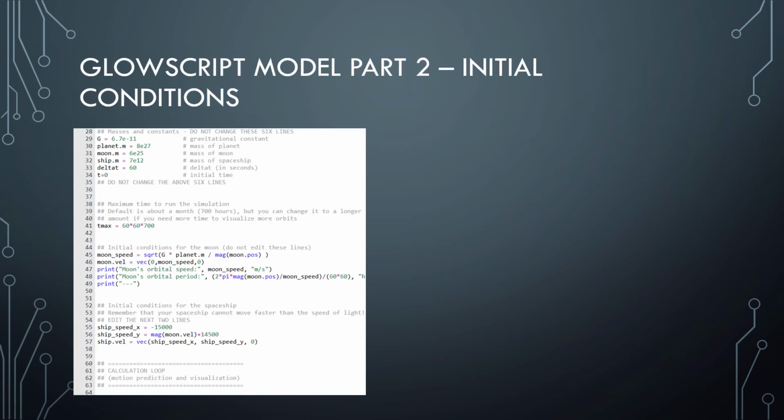This is the second part of the lab with our initial conditions: the gravity, the mass of the planet, mass of the moon, mass of the ship, delta T, and just the initial conditions needed. As you can see at the bottom, ship speed X and Y, those are the initial conditions that I used for the ship to try to orbit the moon.